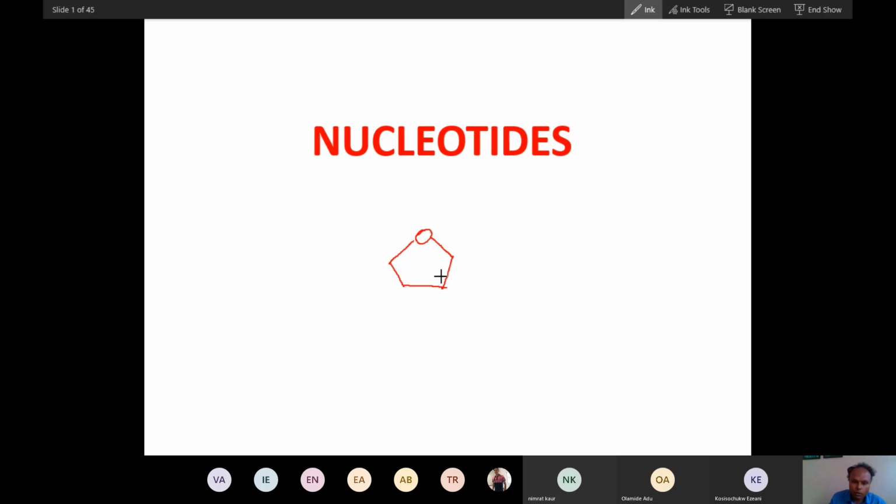So this is ribose sugar. OH is there. One OH will be there here, CH2, and with this O, phosphate is attached. And with this, base is attached. It can be purine or pyrimidine. I'll write it like base. So base is attached. So this is a nucleotide.